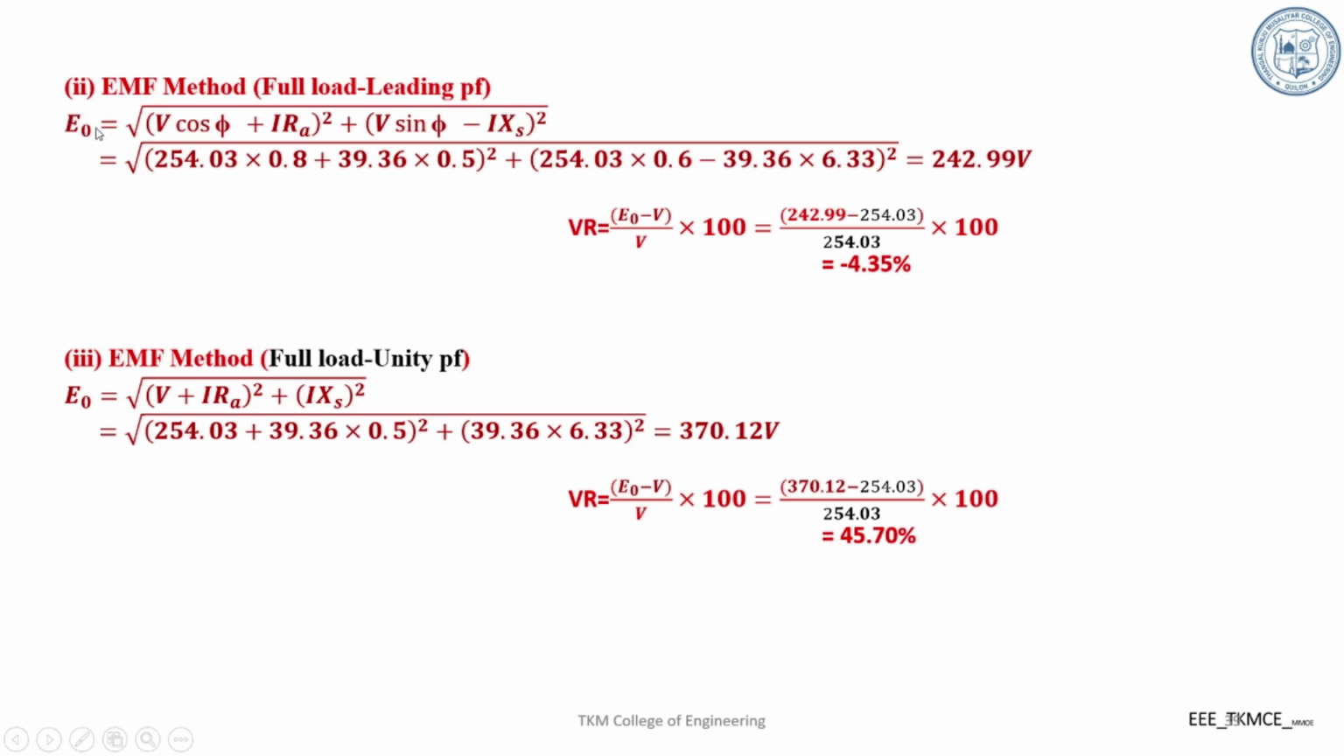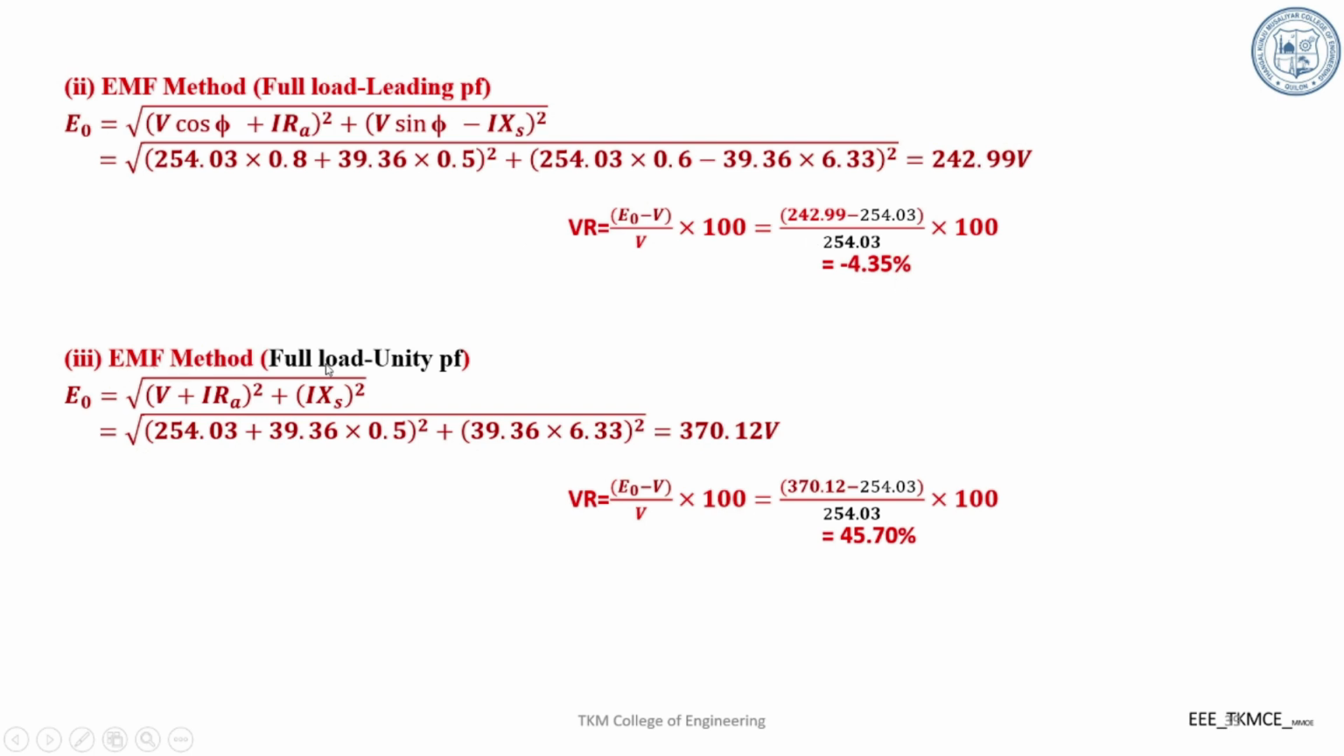This is the expression to find out no load induced EMF under leading power factor condition. Substituting all the parameters, we can obtain E0 as 242.99 volt. Substituting E0 and V in this equation, voltage regulation is obtained as minus 4.35%.